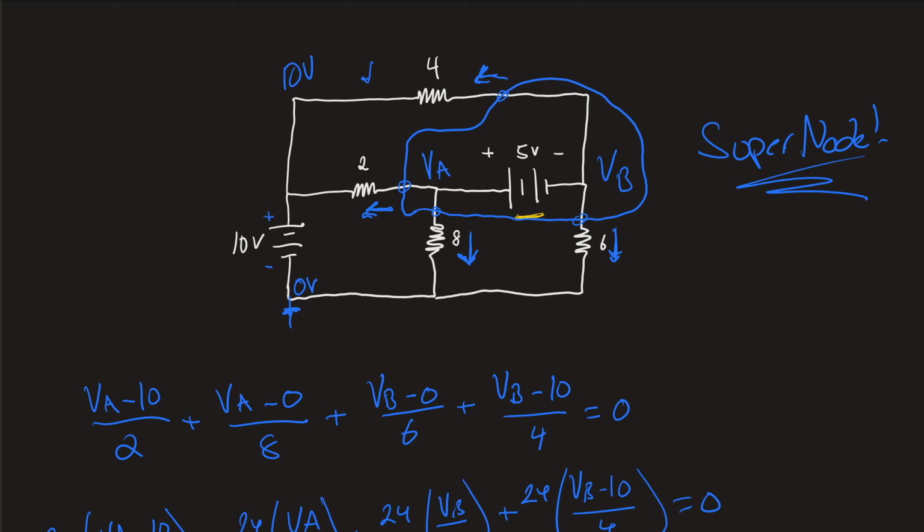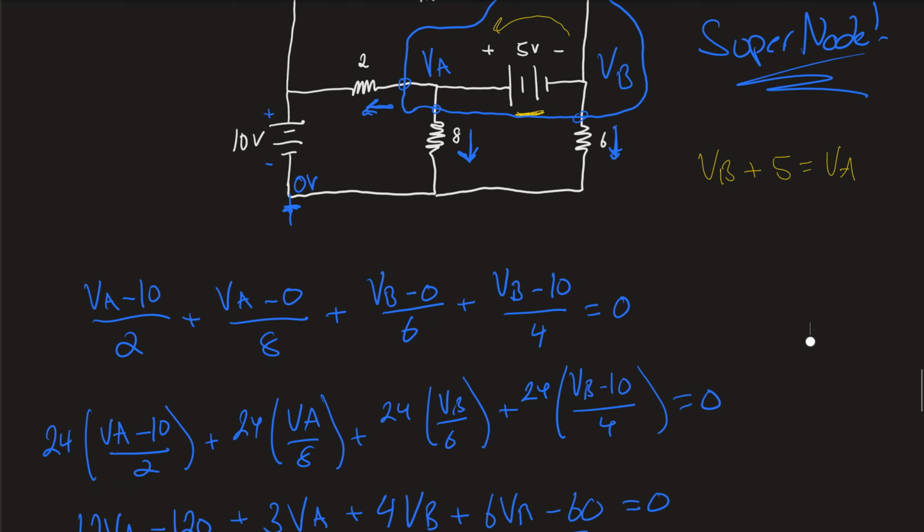Well, I don't know what the voltages are there, but I do know that whatever VB is, if you add 5 to it, you get VA, because that's what this power supply tells us. It says that if you take VB and go up by 5, you're at VA. So I can use this as my second equation. It's that simple. Pretty much every time you use a supernode to enwrap one of these supplies, you're going to be able to do that. So let's go down here and write that.